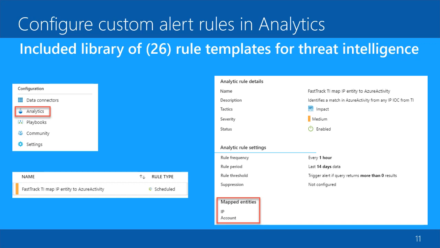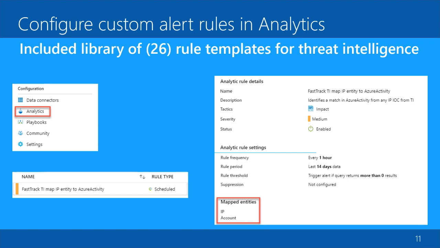called mapping entities. You can see on the lower right here, we've got these mapped entities. In this case, we're mapping an IP address and an account. The account is coming from the Azure Activity log, and the IP address is coming from both the Azure Activity log and the threat intelligence. Mapping entities is important because it tells Sentinel that this is a known thing. This is something I know what to do with. And when you generate an alert based on a mapped entity, you'll be able to do what's called investigation.